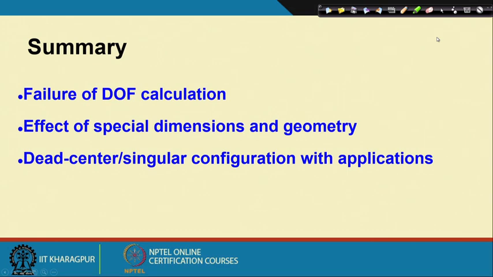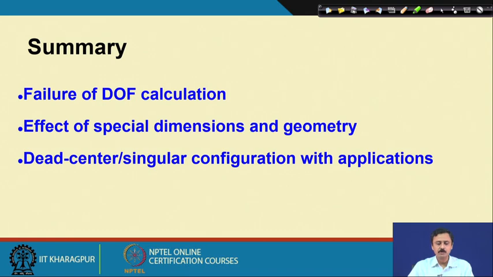So, let me summarize. We have looked at the failure conditions for the degree of freedom calculation. I have shown you how special dimensions, special geometry, special connectivity can lead to failure of degree of freedom calculation. I have also introduced the topic of dead center or singular configurations, and I have shown you some applications which we will do detailed calculations about a little later in this course of lectures. With that, I will close this lecture.